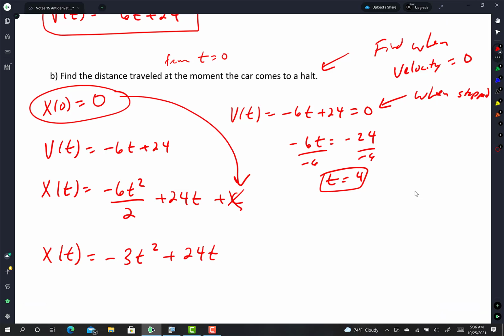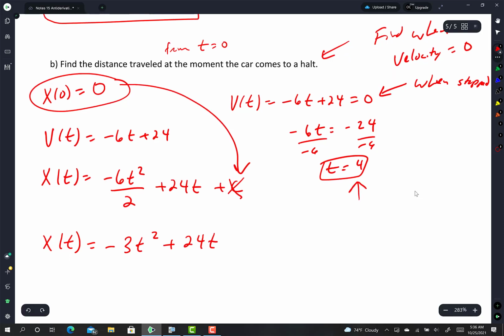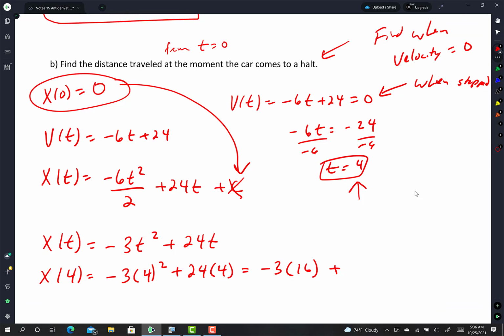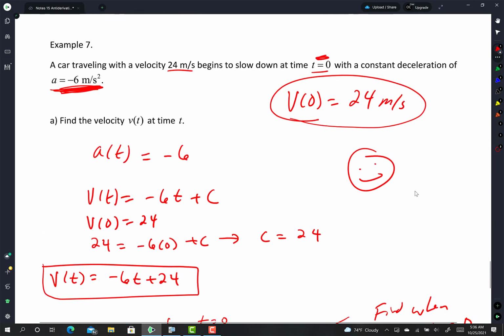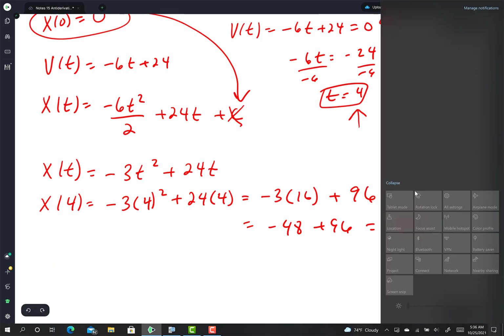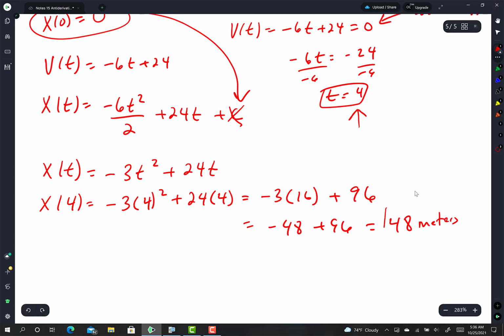So how far did I travel until I came to a halt? It took me 4 seconds. In those 4 seconds, how far did I travel? Well, here it is. X of 4 equals negative 3 times 4 squared plus 24 times 4. So negative 3 times 16 is negative 48, plus 24 times 4, which is 96. So negative 48 plus 96 is 48. So I traveled 48 meters before I came to a halt. Pretty cool, huh?